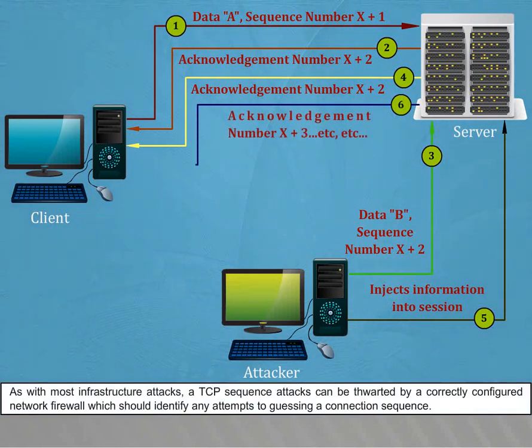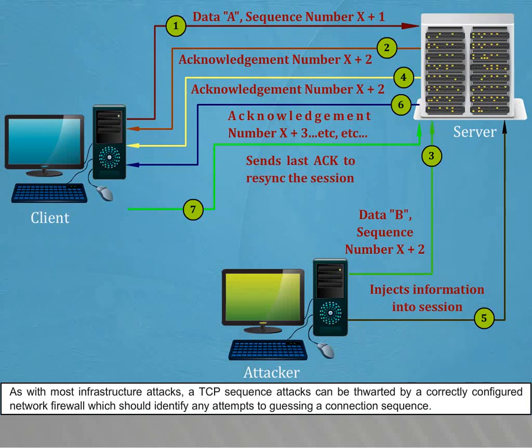As with most infrastructure attacks, TCP sequence attacks can be thwarted by a correctly configured network firewall, which should identify any attempts at guessing a connection sequence.